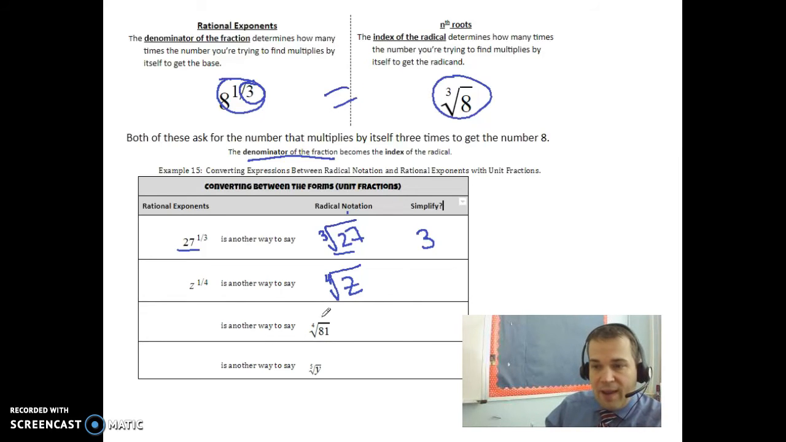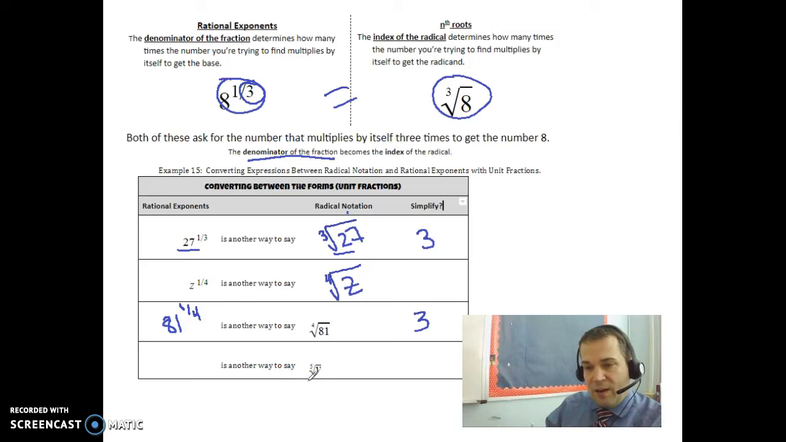Going the other way, if I have radical notation, whatever the index of that radical is will become the denominator of a fraction. So the fourth root of 81 is the same thing as 81 to the, it needs to be the denominator, so 1/4. And in both cases, we're trying to find the number that multiplies by itself 4 times to give us 81. I guess I must be really happy with the 3's today, because it's 3 again. 3 times 3 is 9, times 3 is 27, times another 3 is 81. So if I can simplify it, I will.